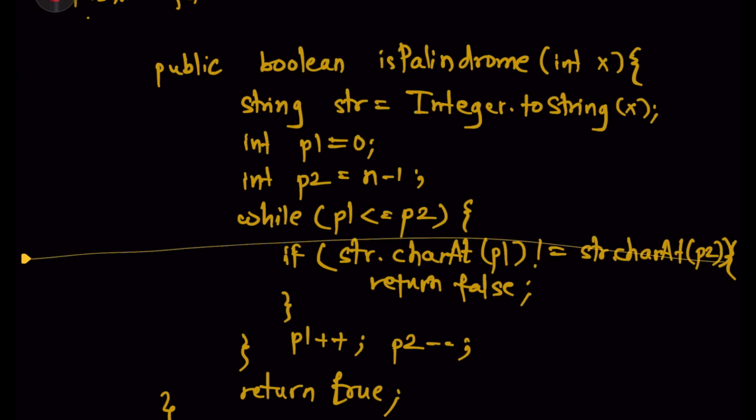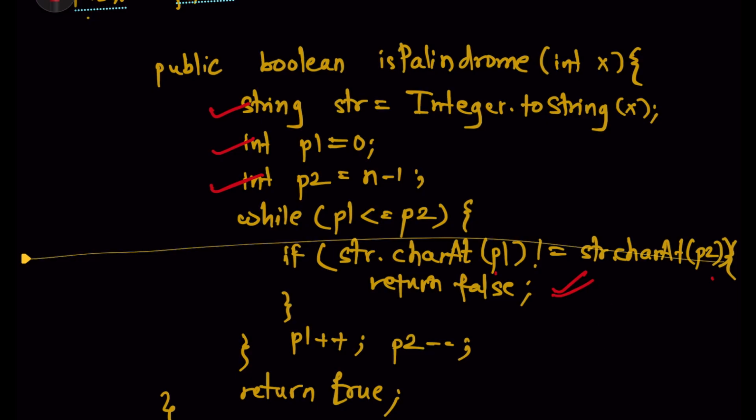If you look at the code, we have first converted our integer to string. Then we have two pointers, at the start of the string and at the end of the string, n is the length of the string. Now, while my P1 is less than or equal to P2, I'm just comparing the characters from the beginning and from the end. And if those characters are not equal, I just return false from here itself.